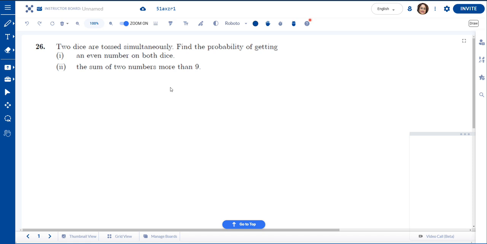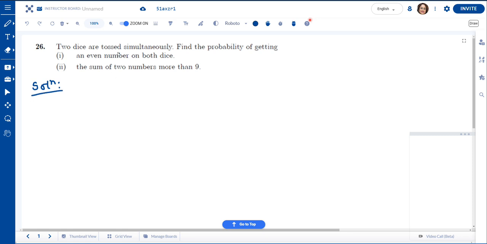So in the previous video, we solved all the questions of section B. Today we are going to start with the section C questions. In section C, all the questions are of 3 marks. Each question is of 3 marks. So let us take a look at the first question from section C.